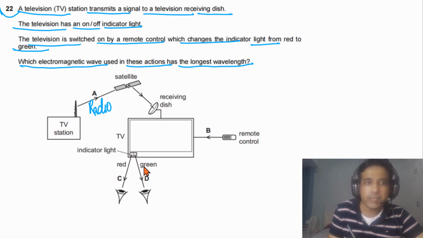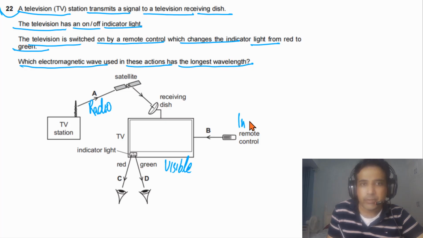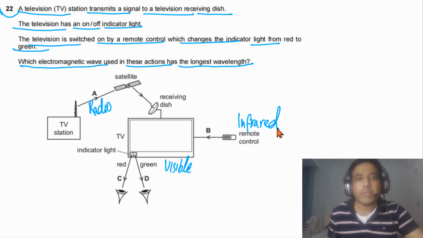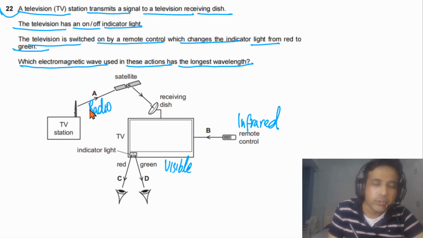Here we have visible light, so green and red, these are visible light, and this one is infrared. So you just need to understand infrared. So which one has the longest wavelength? Radio waves, they have the longest wavelength. So the answer for this question is A.